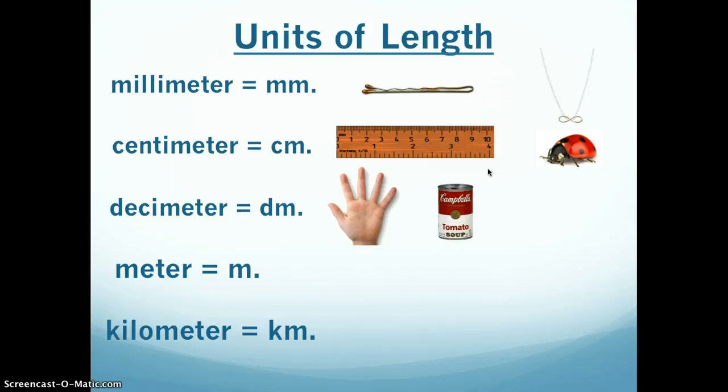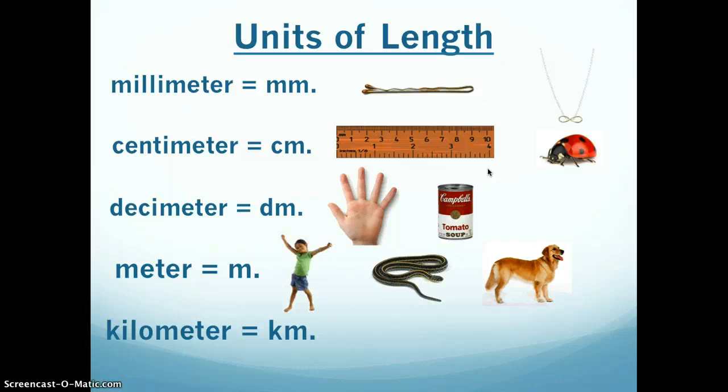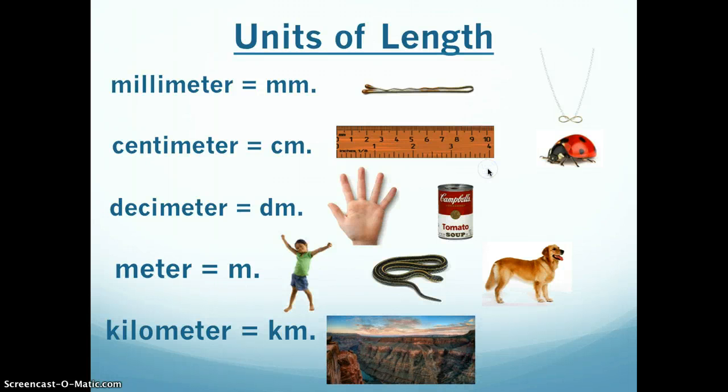Deci actually means 10, so it's an easy way to remember because you have 10 fingers. It's also about the size of a soup can. A meter is even larger. It's about the size of a kindergartner or first grader, a garden snake, and the length of a golden retriever from the tip of its nose to the tip of its tail. And finally, we have a kilometer, which is represented by the top of the Grand Canyon all the way to the bottom.